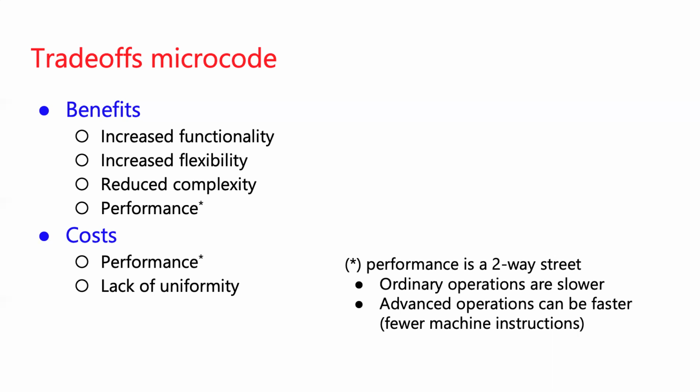That last item says this could have some advantage in terms of performance. But you'll notice also performance shows up as a cost. So implementing instructions in microcode could have some performance benefits, but it could also hurt performance. Let's talk about how it could hurt performance first, because that seems like the more obvious thing.